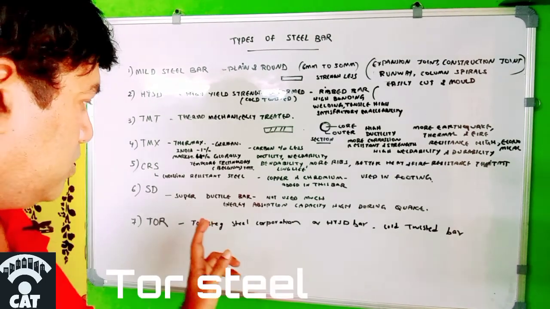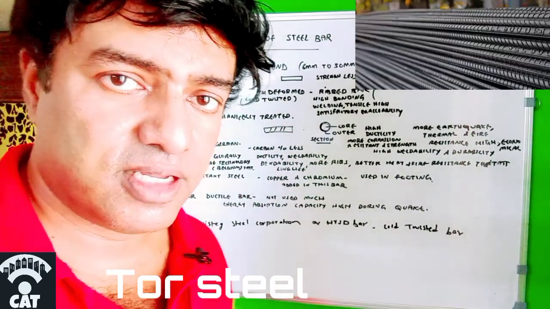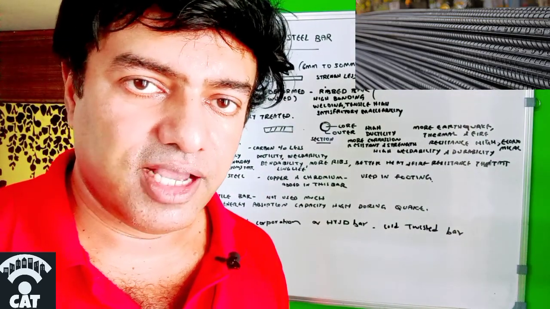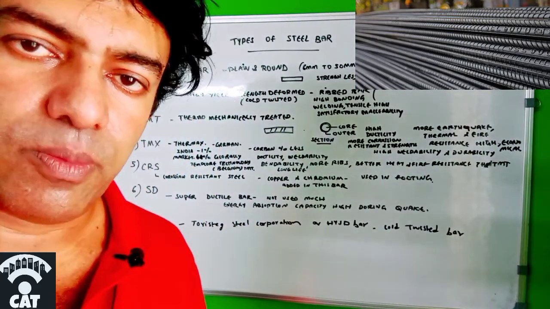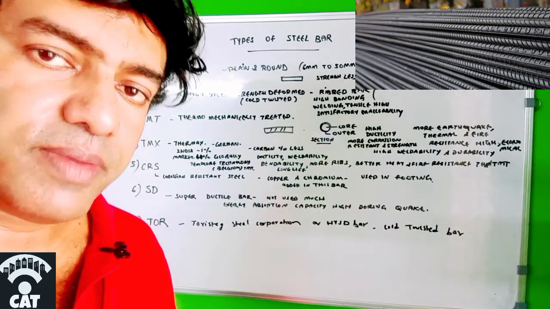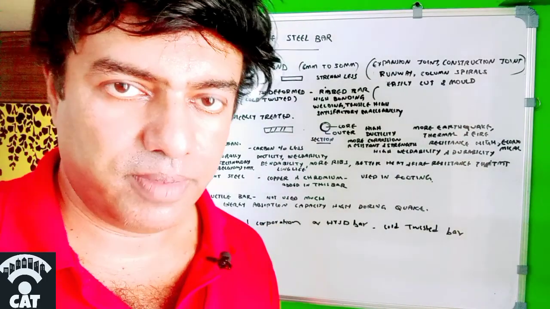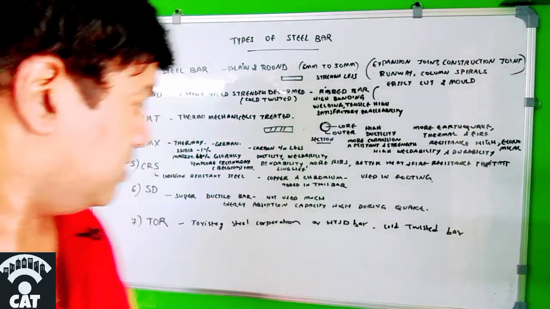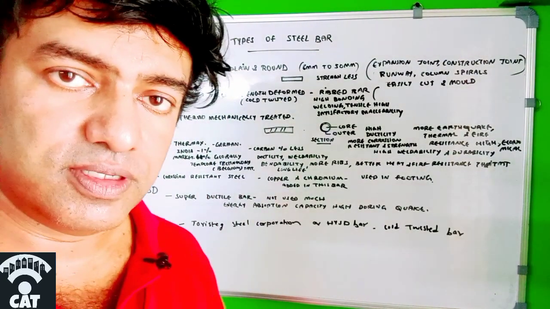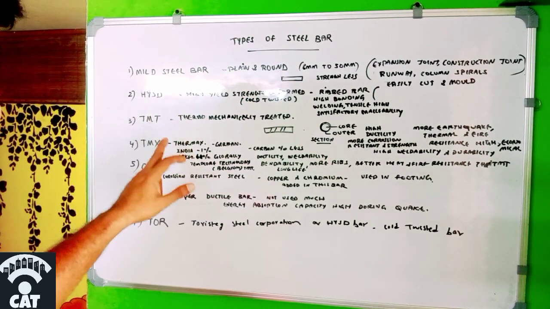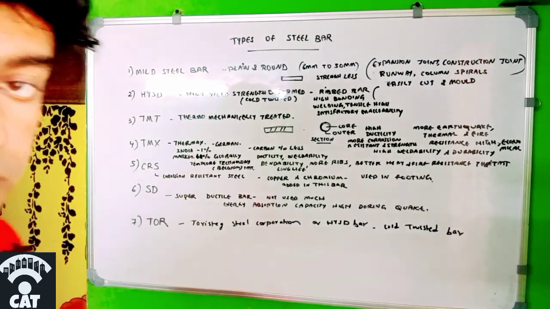Then comes Tor steel, which we always hear about. Tor steel, named after Torsteel Corporation, is the same as the HYSD bar. It has the same properties as the HYSD bar. Its name is Tor steel because of the Torsteel Corporation. It is also a cold twisted bar. So these are the 7 types of steel bar we discussed today. Again, I am telling: mild steel bar, HYSD, TMT, TMX, CRS, SD, and Tor steel.